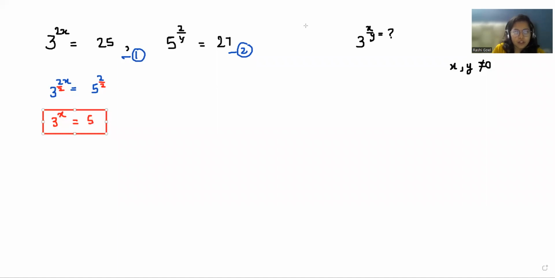Now comes equation number 2. Here we can write this as 5 power 2 by y is equal to 27, which is 3 cube. Now again I'm going to divide both sides in power by 2. So 5 power 1 by y is equal to 3 power 3 by 2.